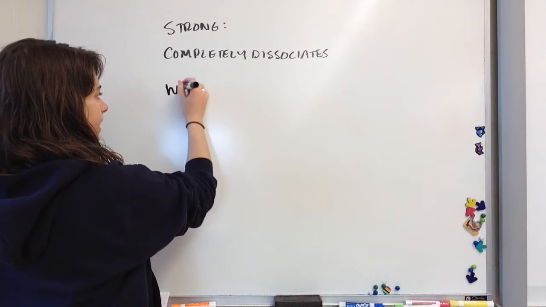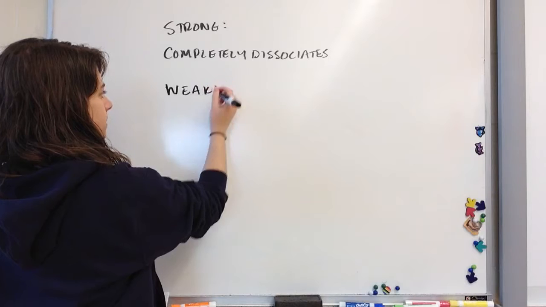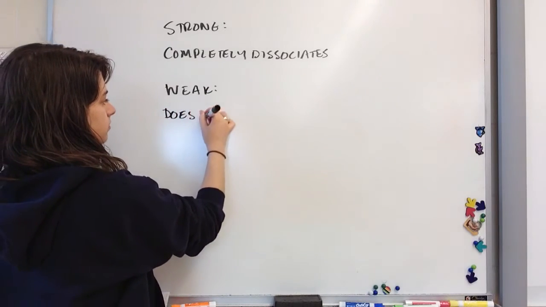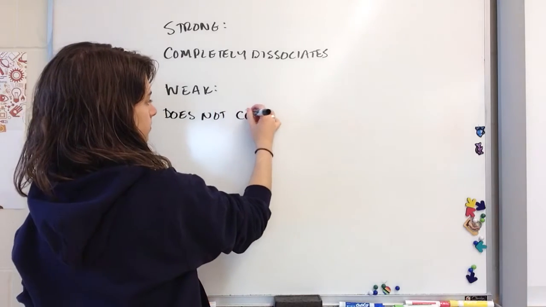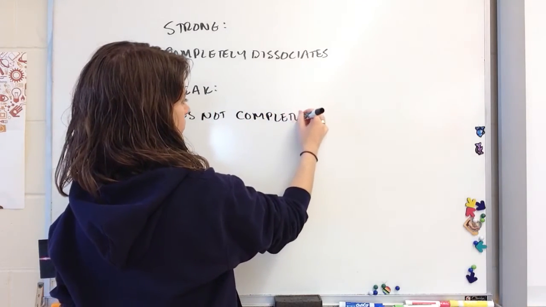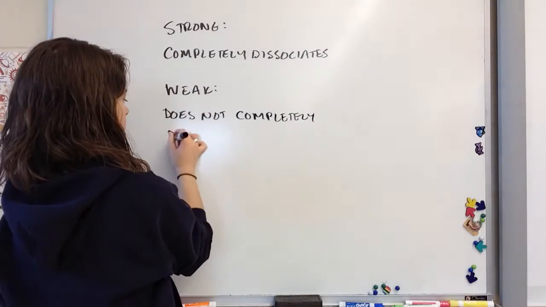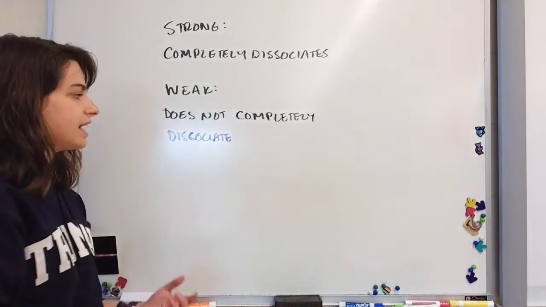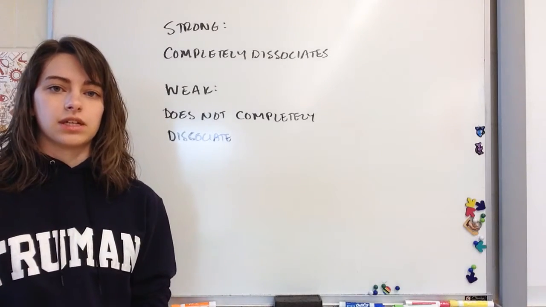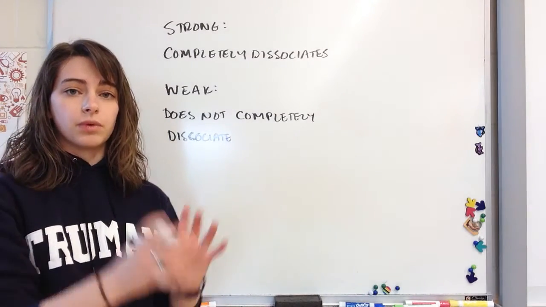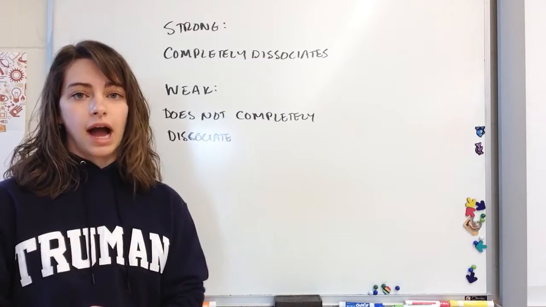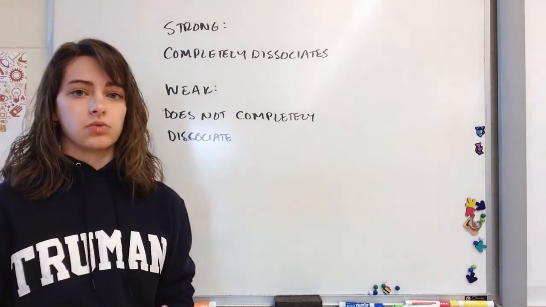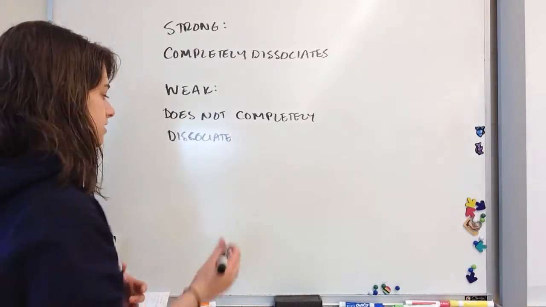If something is weak, whether it's a weak acid or a weak base, it's going to not completely dissociate. So a weak acid or a weak base does not completely dissociate. This means that you're going to see both the original compound and the two ions in solution. Okay, so now that we remember strong versus weak, let's talk about acids versus bases.